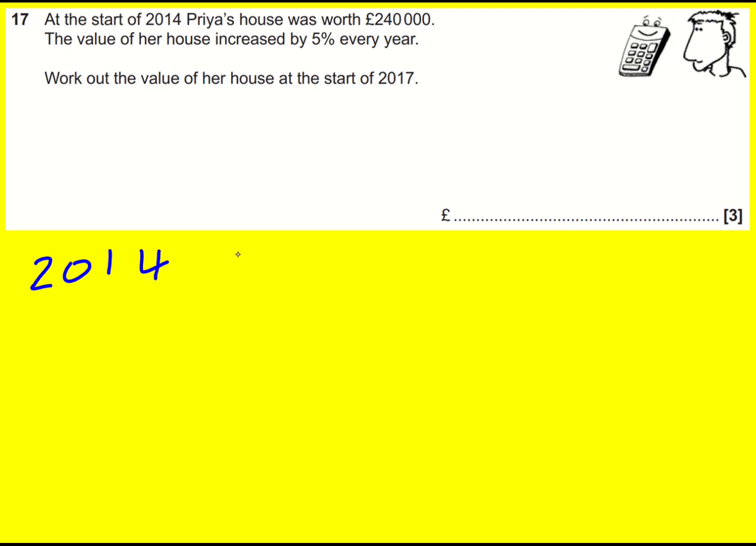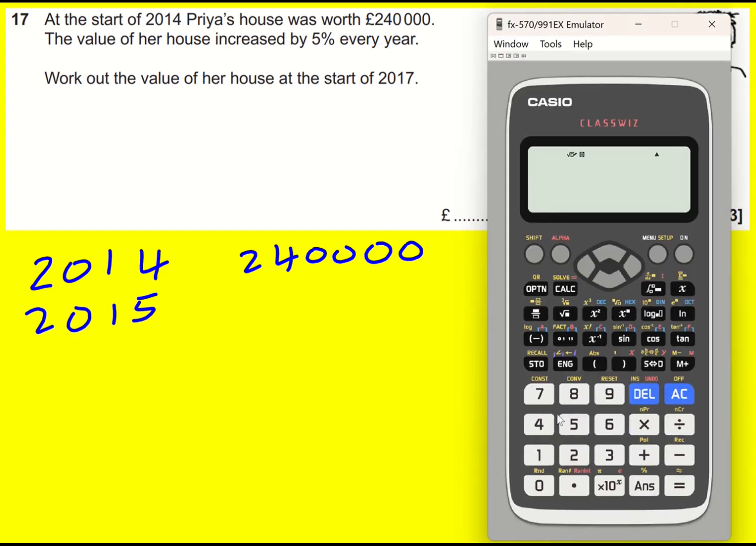So in 2014, you have £240,000. And then the value increases by 5% every year. So I can actually find 5% of £240,000. This can be done in a few ways. You could write 5 and then the percentage button, or 5 divided by 100, and then times that by 240,000. Equivalently, you could find 10% by dividing by 10 and then divide by 2, or divide by 20, because when you times by 5 and divide by 100, it's the same as dividing by 20.